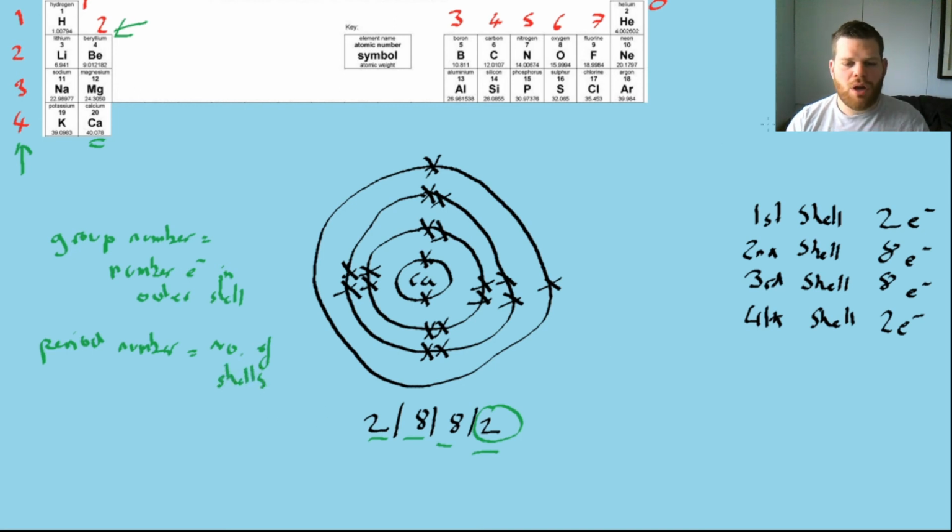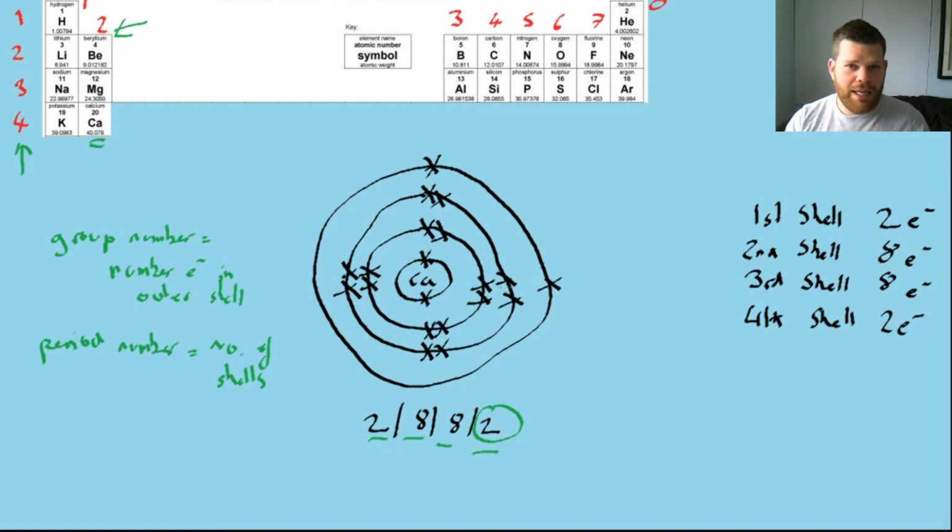So what kind of questions could you be asked? Well, the obvious one is you're given an element and asked to draw its electronic configuration. The other thing you might be asked is, given the electronic configuration, to identify what group and period that element is in. Those are the kind of things that you could be asked.